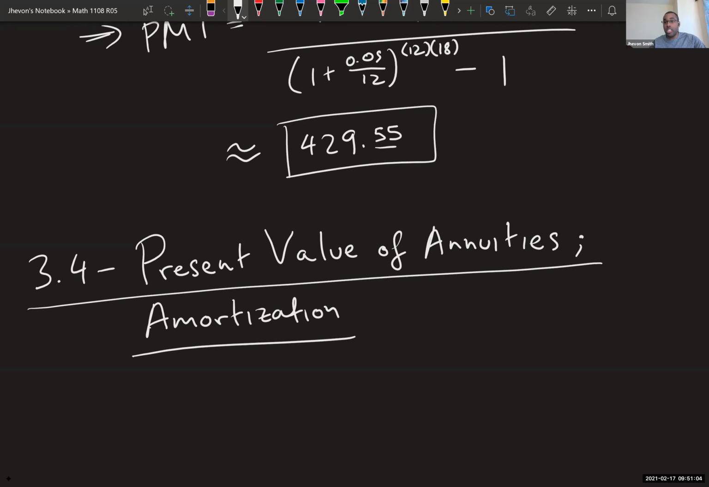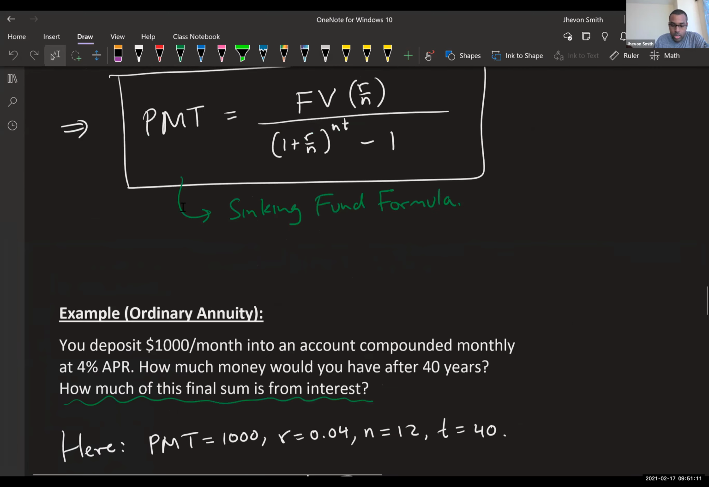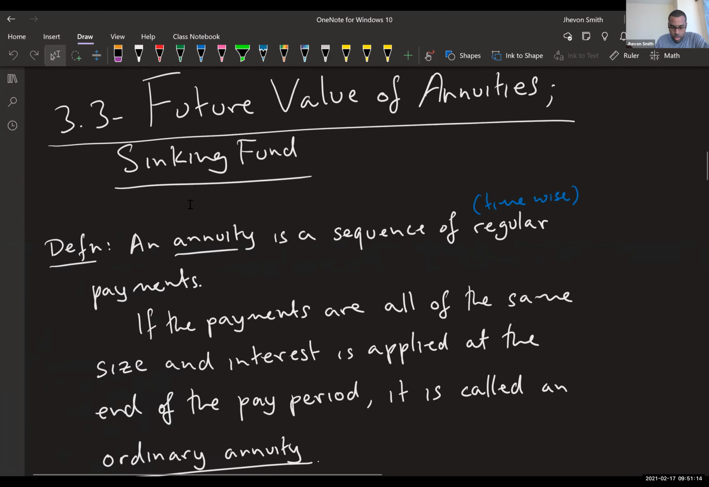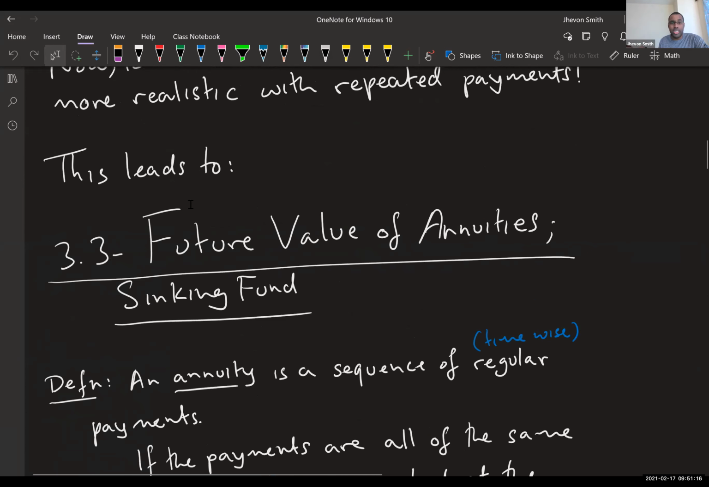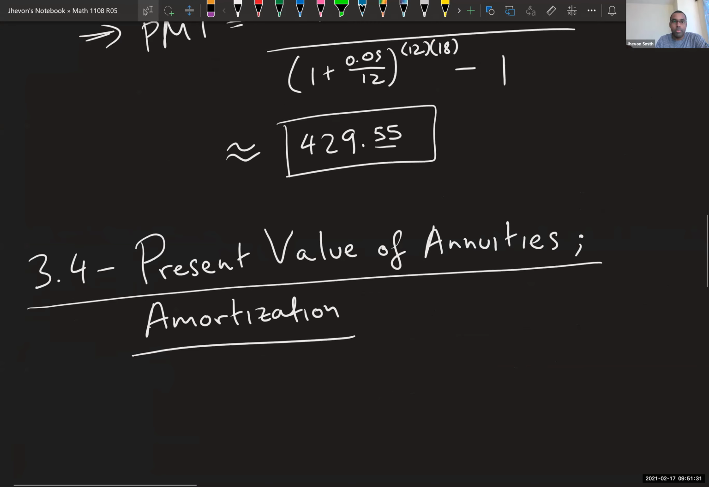The connection here is very similar to the connection we had last time, where the title was Future Value of Annuities and Sinking Fund. While it says 2 things, they're really one thing. You take the same formula and you solve for the other variable. It's the same idea here. The present value of annuities formula, if you solve for the other variable, you're going to get what's called the amortization formula. And I'll talk about why it's called that and what it is.